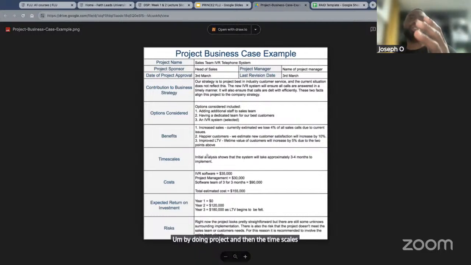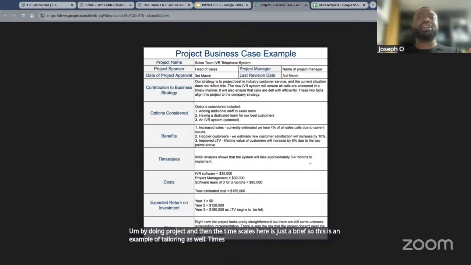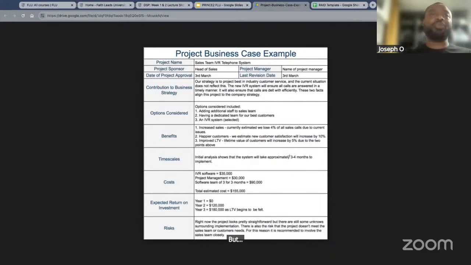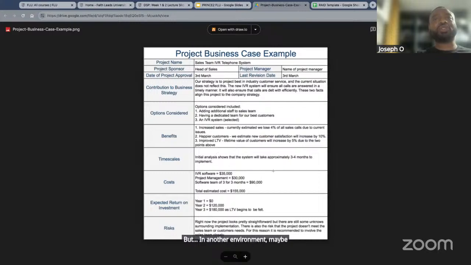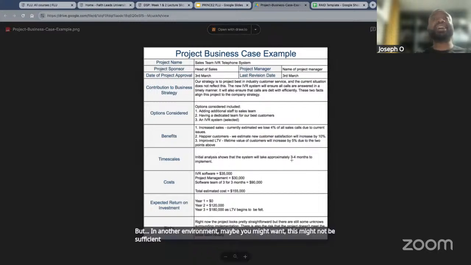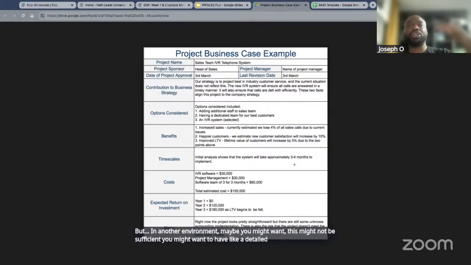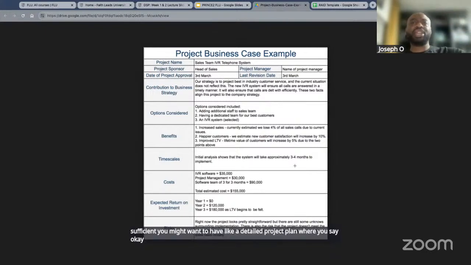Here is just a brief one. This is an example of tailoring as well. Time scale can be as simple as: initial analysis shows that the system will take 3 to 4 months to implement. But in another environment, this might not be sufficient. You might want a detailed project plan where you say, in month 1 we're going to do XYZ, month 2 we're going to do XYZ, in day 2 of month 3 we're going to do XYZ, and that might be required for the kind of implementation you are trying to do.